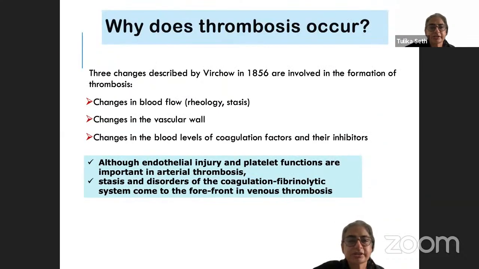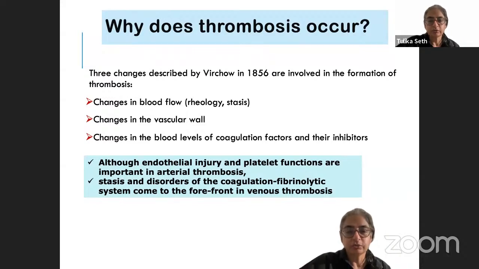So why does thrombosis occur? Thrombosis occurs because there are changes in the blood flow that is either related to the red blood cells or due to stasis. And there can be changes in the vascular wall. There can also be changes in the levels of the coagulation factors or their inhibitors. Now, we know that endothelial injury and platelet functions are important for arterial thrombosis. And the stasis and disorders of the coagulation fibrinolytic system are important for venous thrombosis.